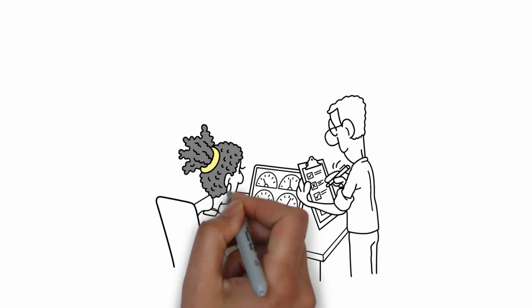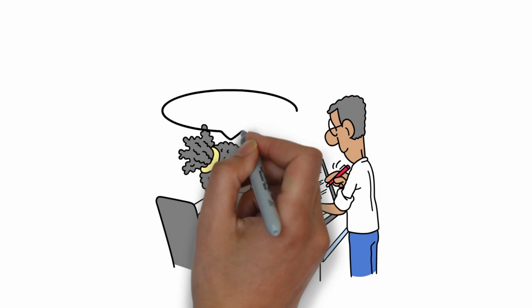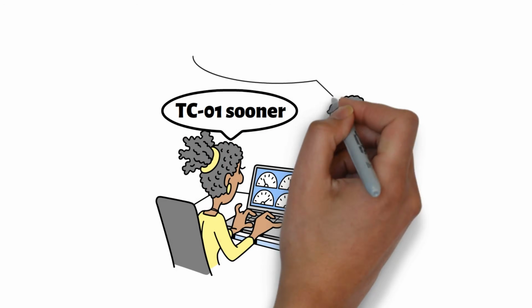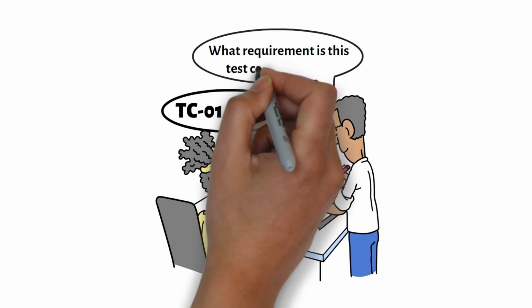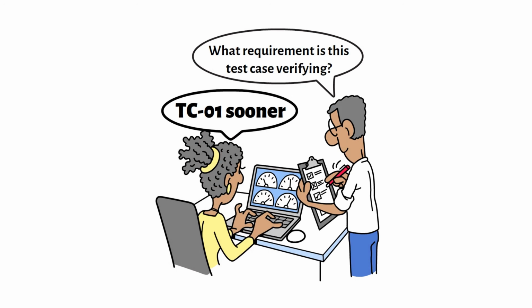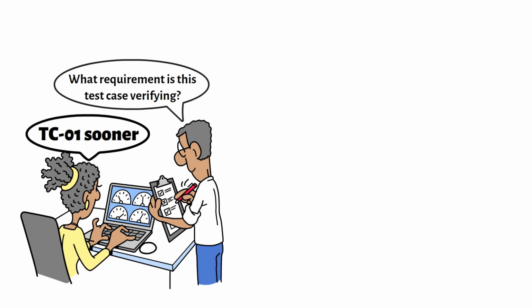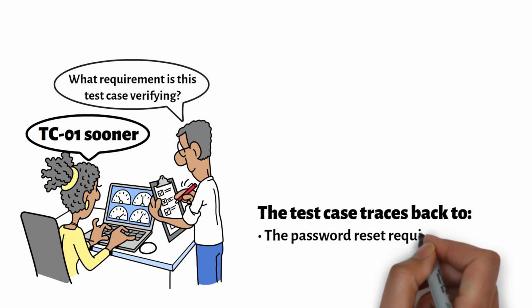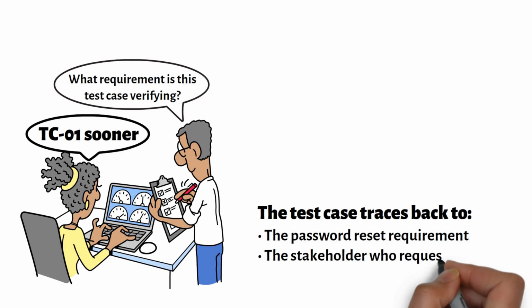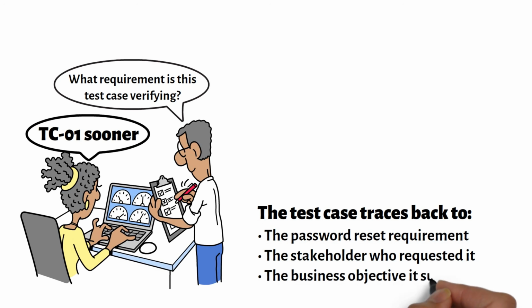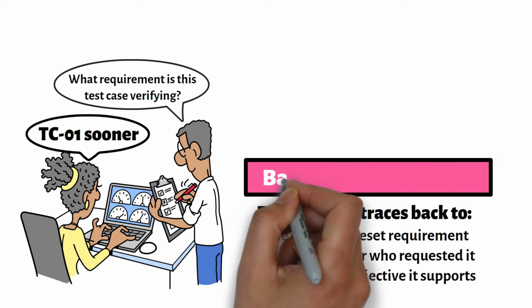Suppose a tester is reviewing test case TC-01. Instead of asking, "What requirement is this test case verifying?" the RTM immediately provides the answer. The test case traces back to the password reset requirement, the stakeholder who requested it, and the business objective it supports. This is called backward traceability.